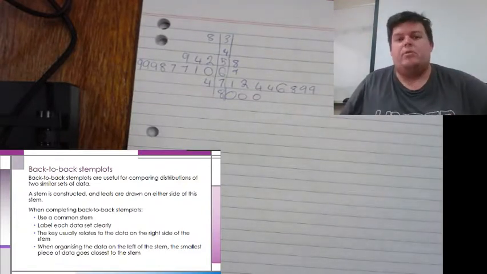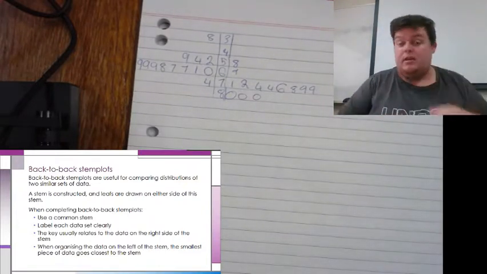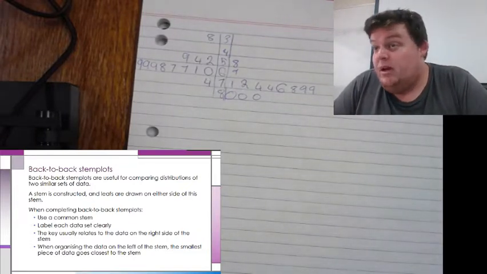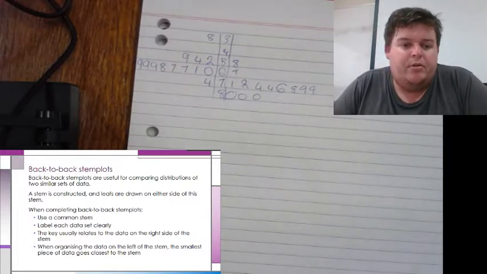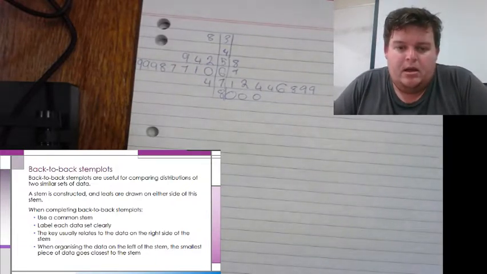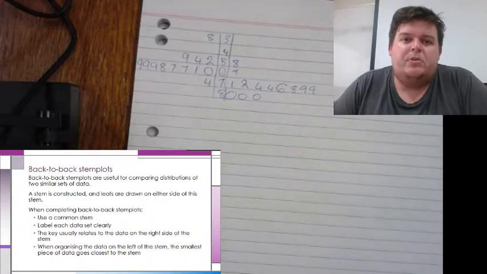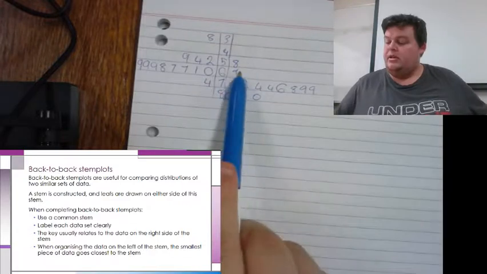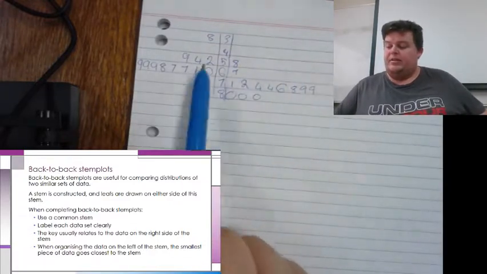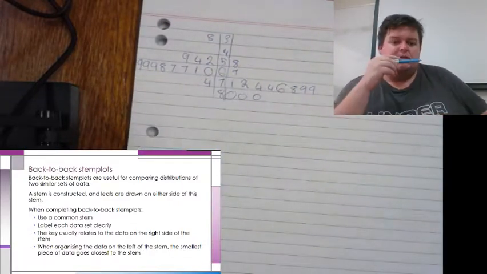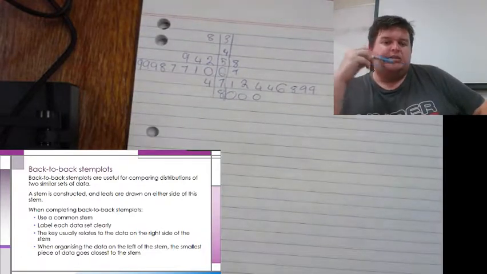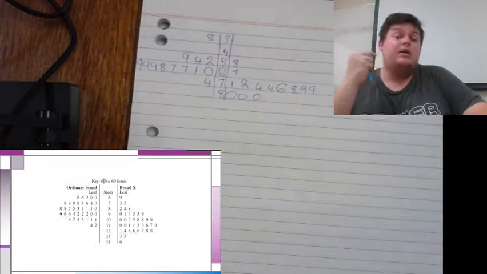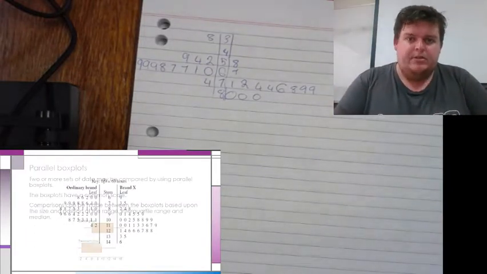Include a key, which we've talked about before, so they know what is meant by the stem and leaf plot. So you might say 5 line 0 means 50, or 5.0, or whatever it might be. The smallest one always goes close to the stem. As you can see in the example here, the smallest value always starts at the stem and branches out to the bigger values, regardless of what side it's on. That's just something to keep in mind when you're doing your back-to-back stem leaf plots. There's an example. I won't go into that too much.